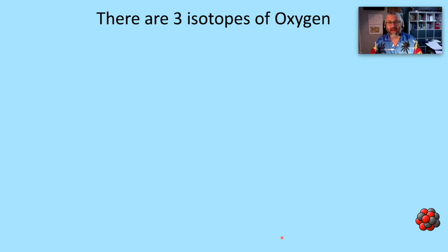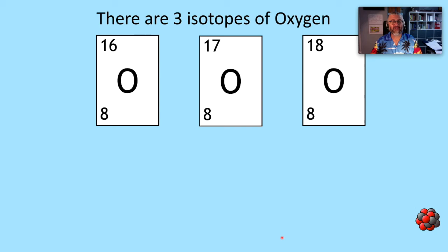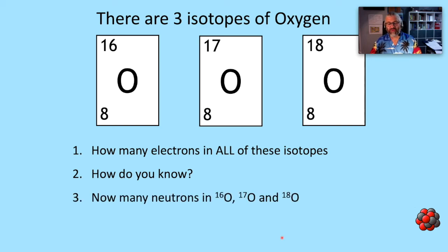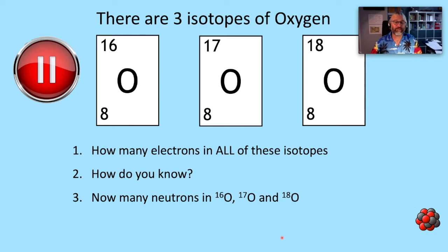There are 3 isotopes of oxygen. There they are, 16, 17 and 18. Here are the questions. How many electrons, negatively charged electrons, in all of these isotopes? How do you know that answer's correct? And how many neutrons in oxygen 16, 17 and 18? Pause your video now.